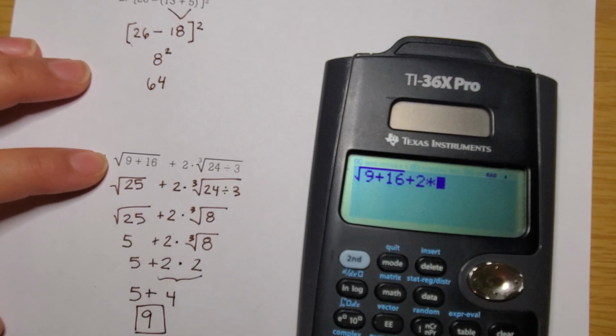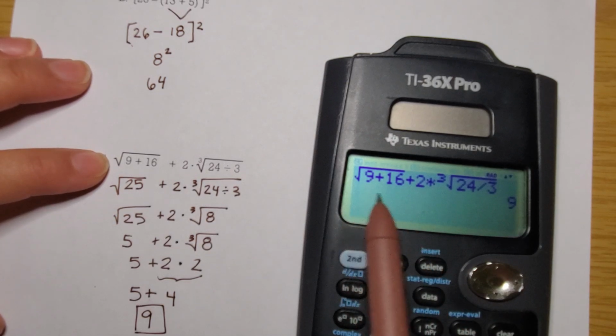Then I'm going to do plus 2 times. Now I have to do the third root. So I'm going to do the index of 3, second exponent to get the third root, 24 divided by 3. Move on out. All right, here's the make it or break it. Let's hope we get 9. Yes.